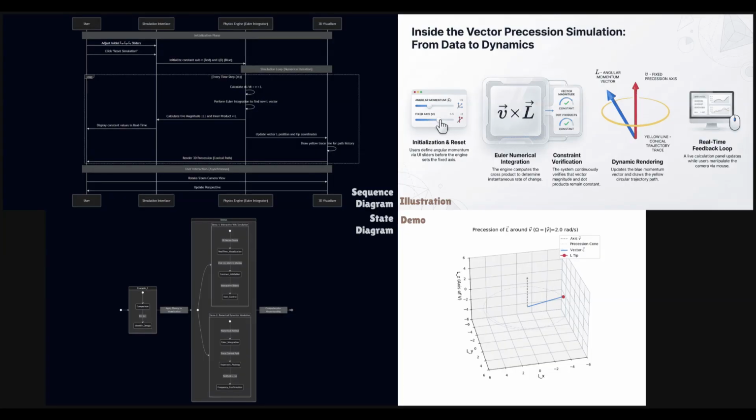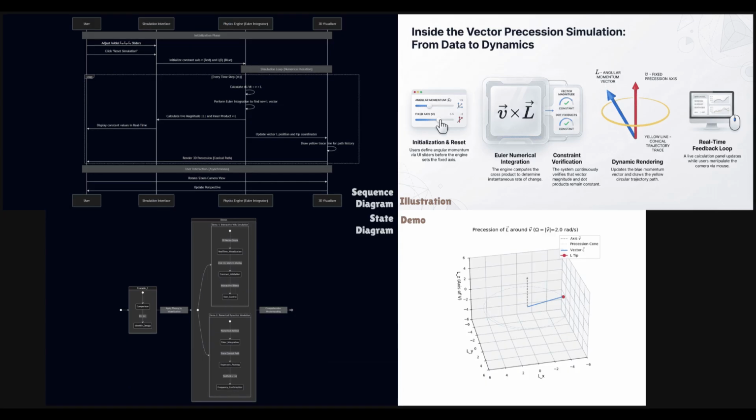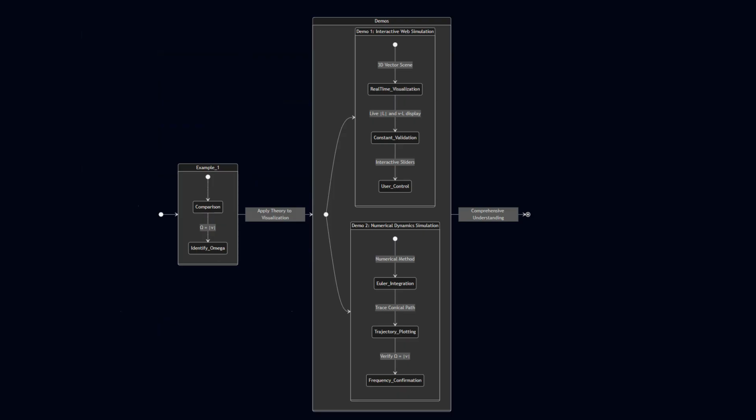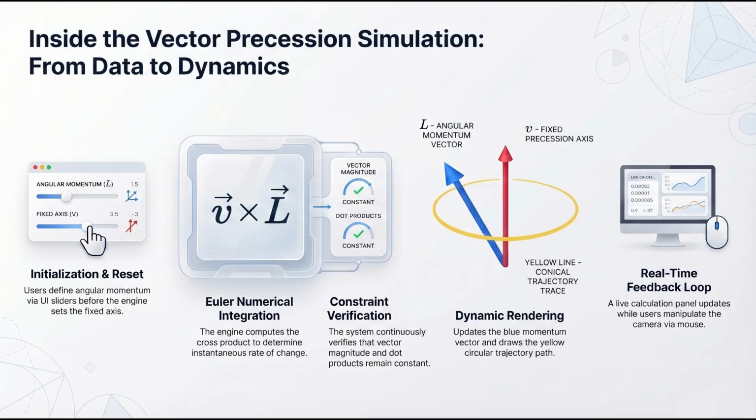The rendering phase. Finally, the data is handed off to a visualizer. The engine updates the position of the blue vector and extends a yellow traceline to show the path already traveled. This creates the conical visualization that confirms the pure rotation described in the takeaways of the derivation.